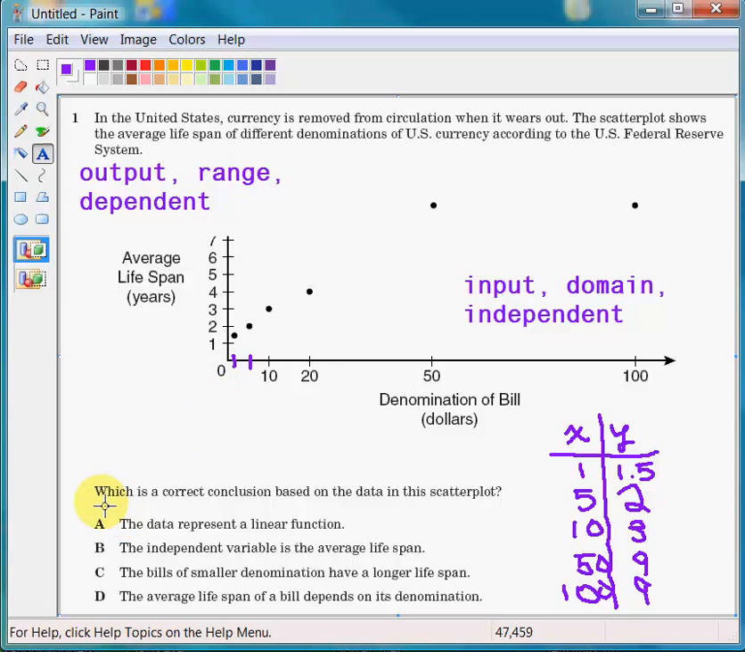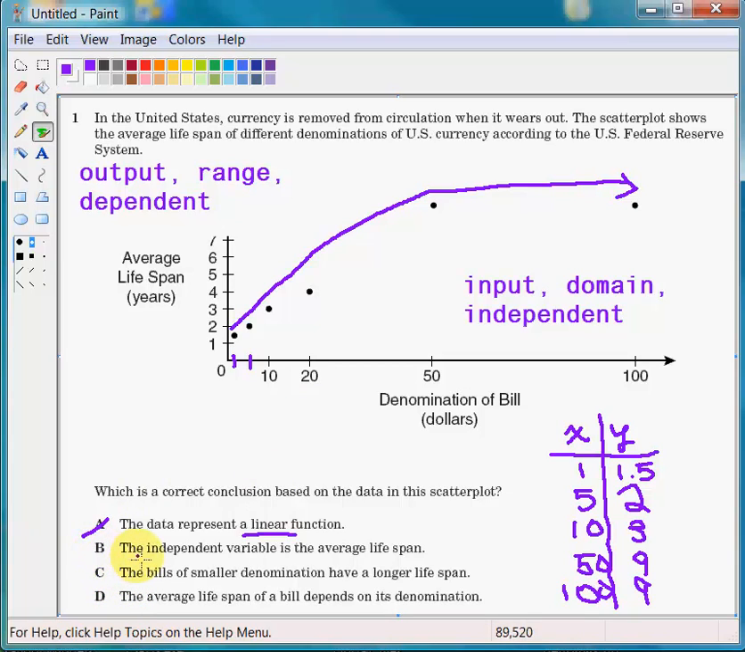All right, let's look at our question. Which is a correct conclusion based on the data in the scatter plot? The data represent a linear function. This is choice A, linear function. Okay, linear function. We know that linear functions create a straight line. And as I showed you just a minute ago, that is not a straight line. So I don't think it's A.